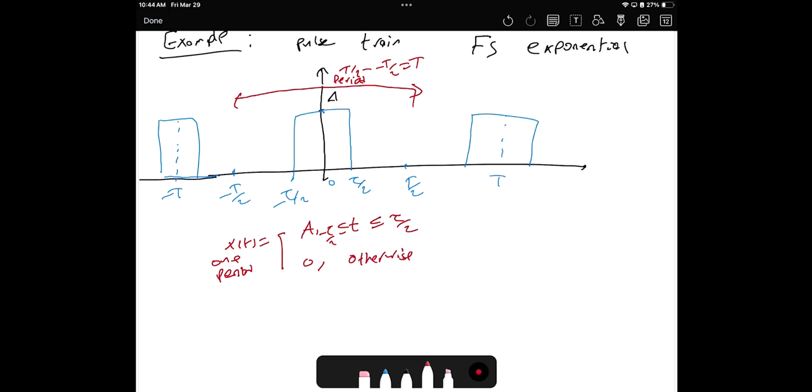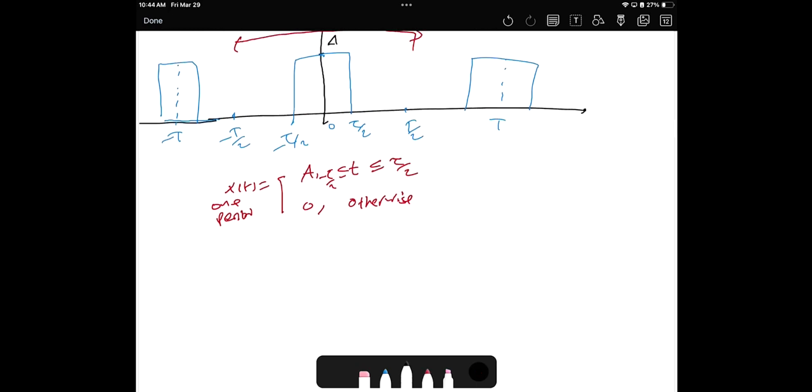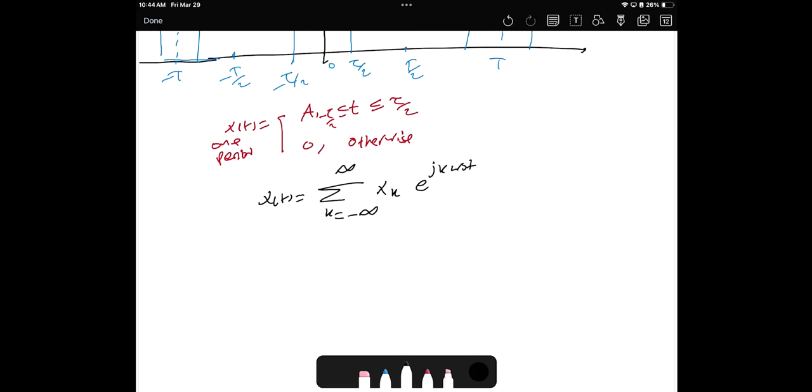Okay? Now, we need to do the Fourier series. Fourier series exponential, x of t equals the sum from k equals negative infinity to infinity x sub k e power j k omega naught t. Okay? Then what should I do? We need to calculate first x sub 0, which is 1 over T, the integral from negative T over 2 to T over 2 of x of t e power negative j k omega naught t dt.